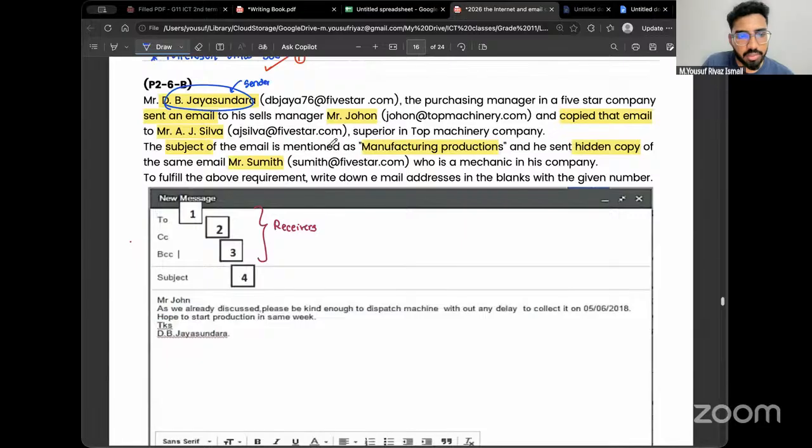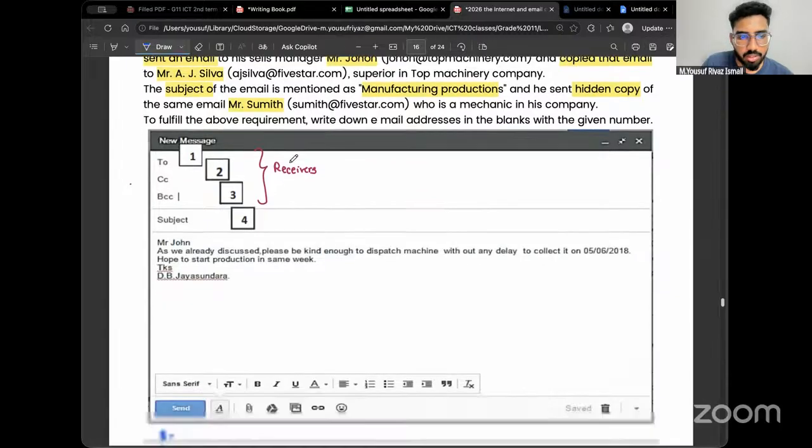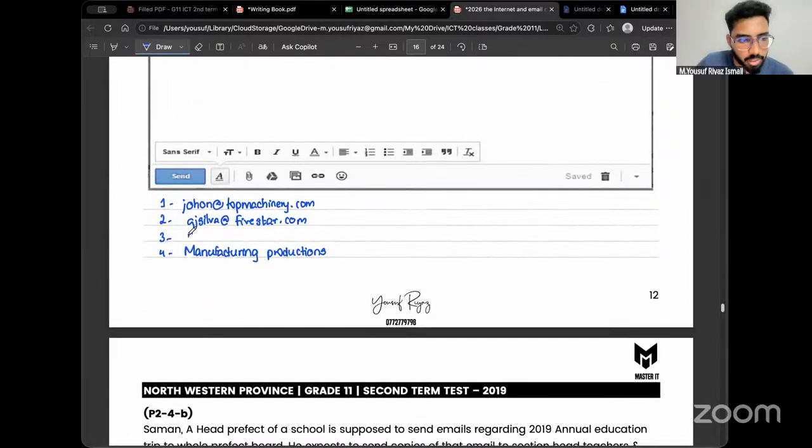And then they have mentioned, and he sent a hidden copy of the same email to Mr. Sumit. So Sumit is getting a hidden copy. So hidden copy is going to BCC. Sumit at fivestar.com. So this is how the answer is going to be broken. John's name into Johan. Exactly.